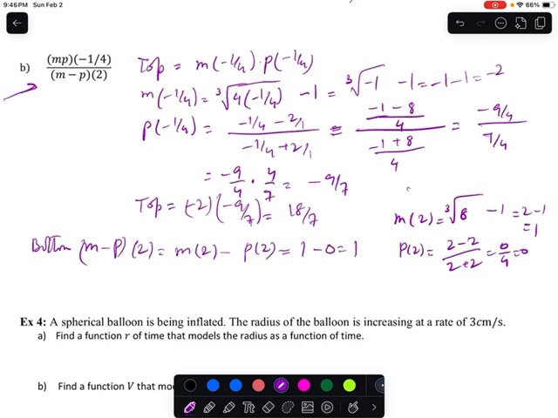So the given quantity, the top with negative 1/4 over M minus P of 2, will be equal to negative 9/7 divided by 1, or negative 9/7.